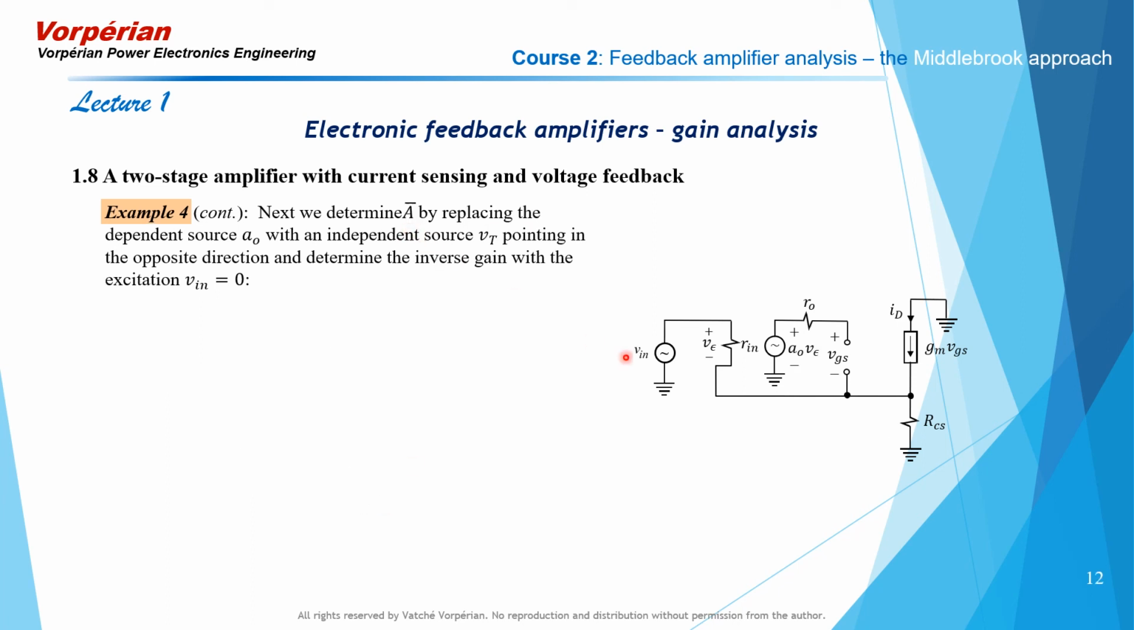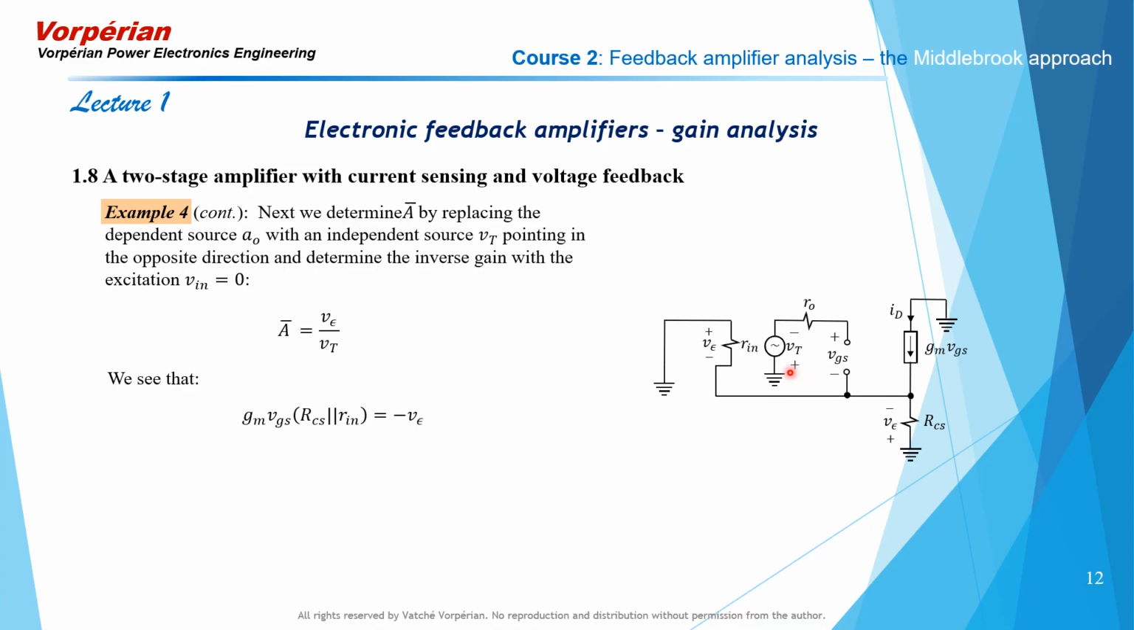Next, we determine the inverse gain with respect to A0 with the excitation set equal to 0. We replace the dependent voltage source with an independent voltage source Vt pointing in the opposite direction, and we determine the gain V epsilon over Vt. In this circuit, we now have Rin in parallel with RCS, and GM-VGS is pumping current through their parallel combination and generating V epsilon, so that we can write GM-VGS times the parallel combination of RCS and Rin equals minus V epsilon.